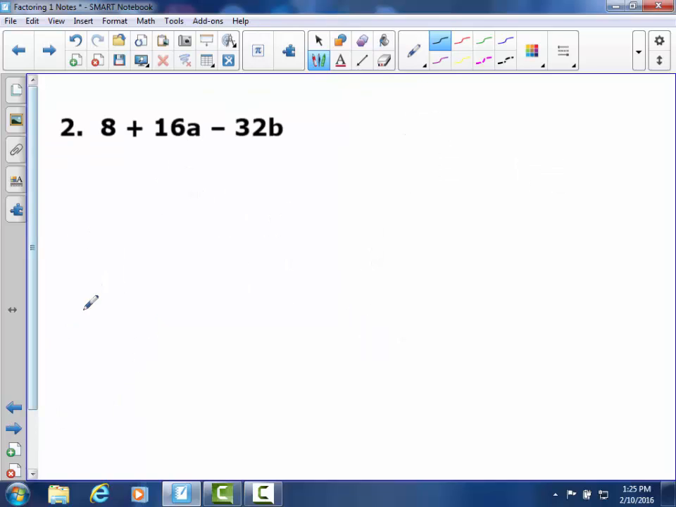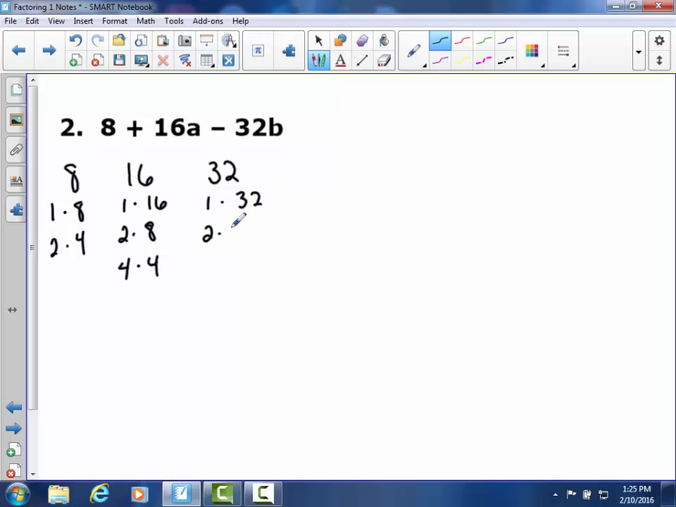Let's take a look at another one. Okay, so my coefficients and constants are 8, 16, and 32. Okay, so I know it's 1 times 8, 2 times 4, 3 doesn't go, 4 goes, but I've already got that 4 and 2. Okay, so 1 times 16, 2 times 8, 3 doesn't go, 4 goes 4 times, 5 doesn't go, 6 doesn't go, 7 doesn't go, 8 does, but I've already got 8, so that's all for that one. And 32 would be 1 times 32, 2 times 16, 3 doesn't go, 4 times 8, 5 doesn't go, 6 doesn't go, 7 doesn't go, 8 goes, but I've already got that one. Okay, so those are all my factors of 8, 16, and 32.